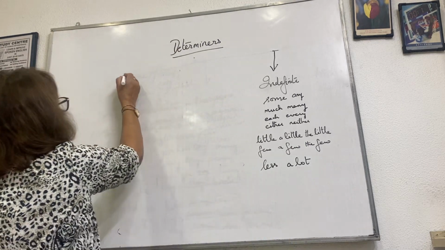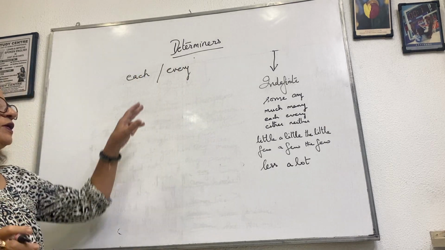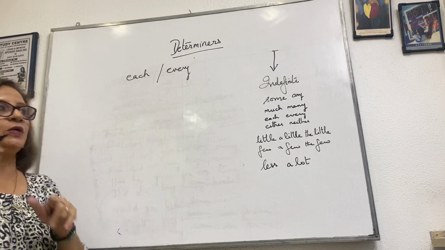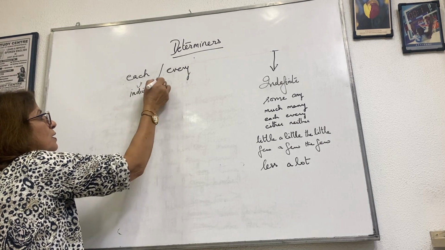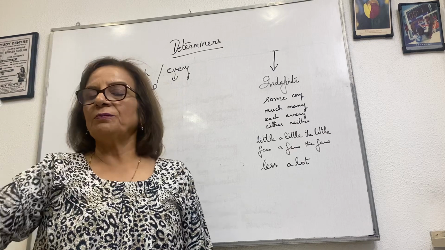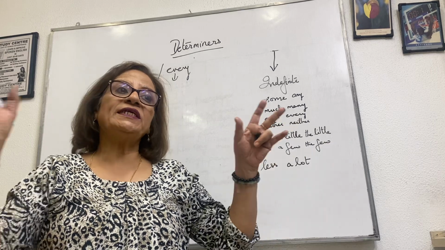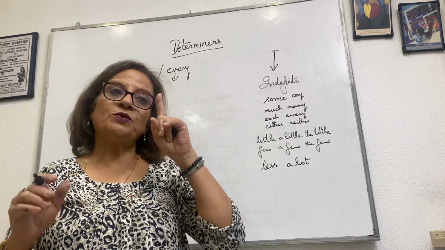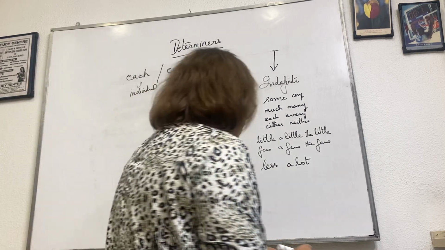Now, each. Where do we use each and where do we use every? In a group, when we are talking about an individual, then we use each. And every is for the whole group. Every child, among the whole group, we are talking about each and every one. So when we are talking about each and every one, we are using every. And when we are talking about one individual among the group, then we use each. Okay? So let me explain with an example.